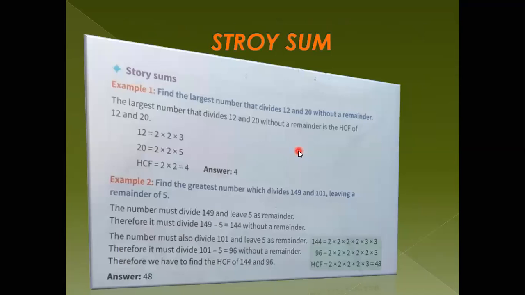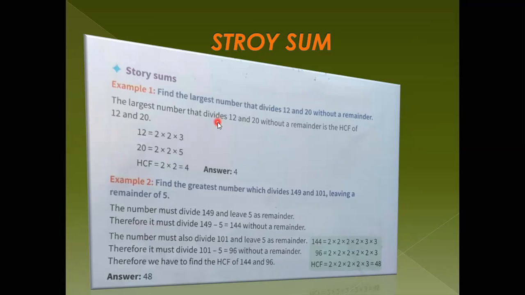Next, we will see the story sums based on HCF and LCM. Find the largest number that divides 12 and 20 without a remainder. How do you do it? The largest number that divides 12 and 20 without remainder is the HCF of 12 and 20. You have to remember one thing here.